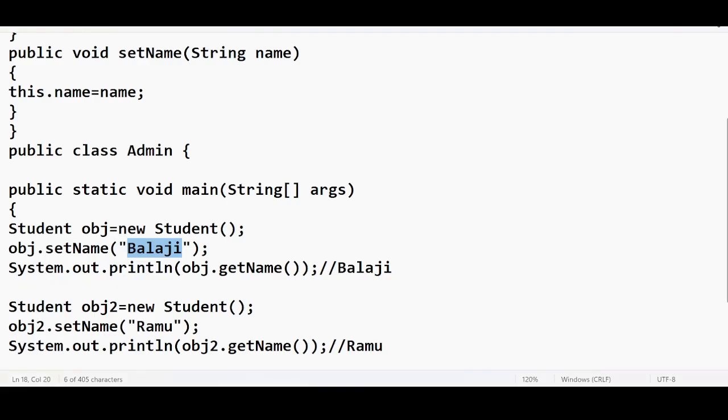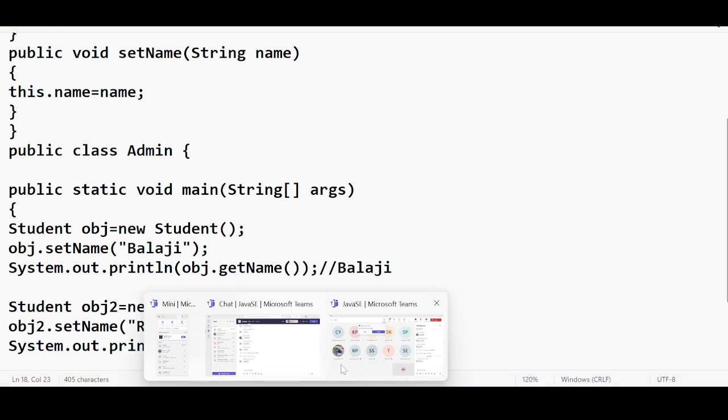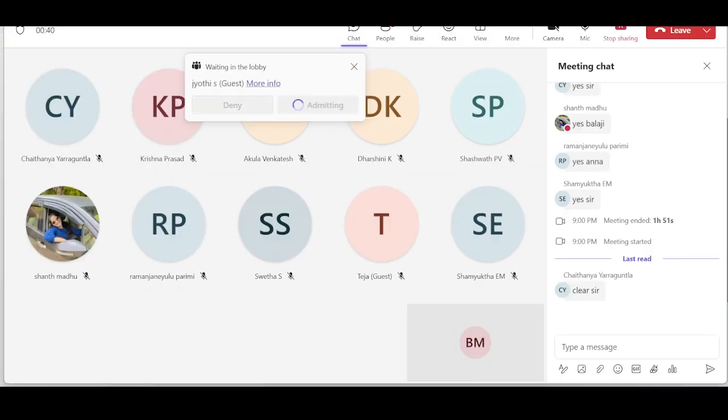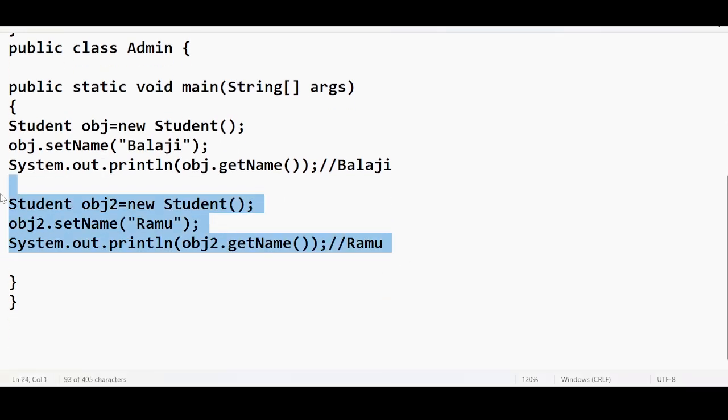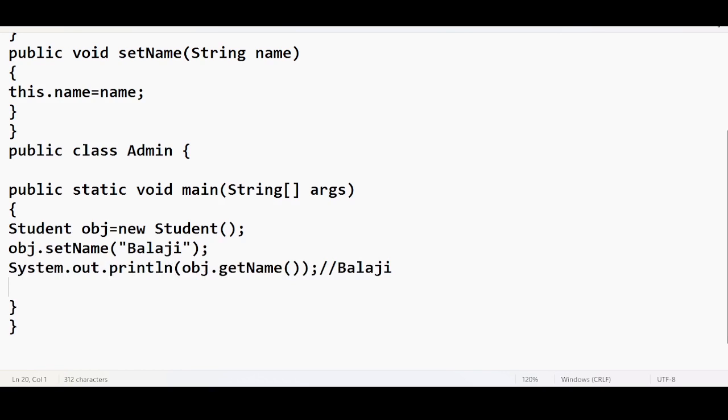See, what I was saying is, we have a control. What control do we have here? We have a big control here, a complete control. I am assigning a value Balaji. Let me remove this also to avoid confusion. By using setter, I am assigning the value Balaji.